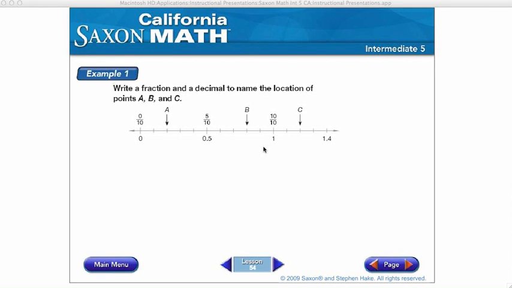Hi everybody, today we're going to talk about lesson 54, writing fractions and decimals on a number line.